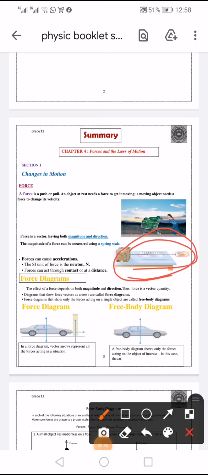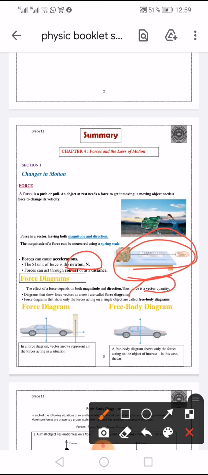Force can be called acceleration. The SI unit for force is the Newton, so we use the Newton to measure a force. Force can act through contact or at a distance. Force diagram. The effect of force depends on both magnitude and direction. The force is a vector quantity.